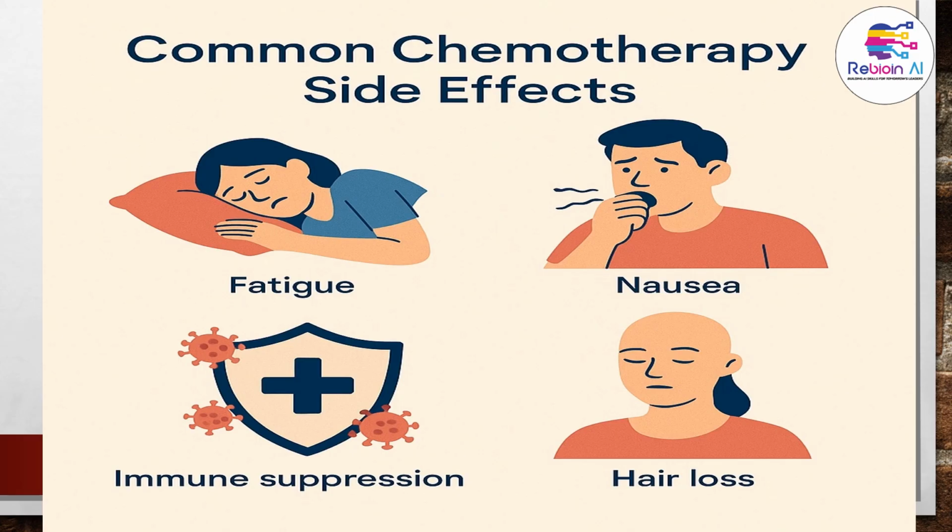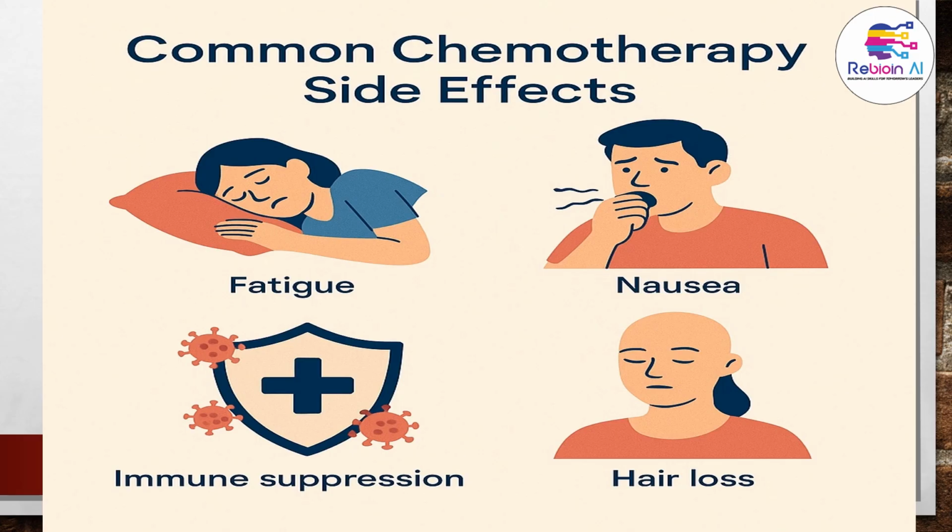Another important side effect is immune suppression. Chemotherapy can reduce the number of white blood cells, making it harder for the body to fight infections. Patients are often advised to practice good hygiene and avoid contact with people who are sick.